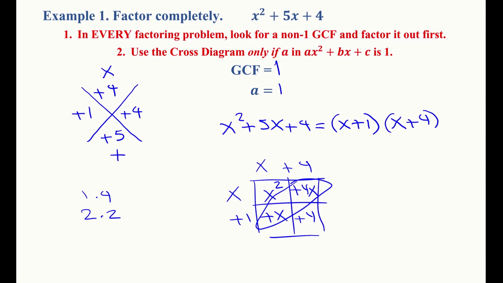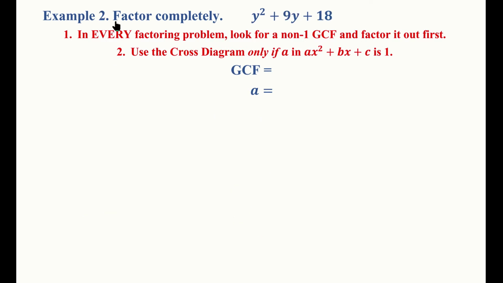All right, so that's how we're going to be factoring these simple types of quadratic trinomials. Let's go ahead and try this one. Definitely try it on your own first. Look for a non-1 GCF. If it exists, write it here. We're going to factor it out in a minute. And use the cross diagram only if the a in this expression is 1. Of course, here we use x generally. Whatever variable you're dealing with is fine as well.